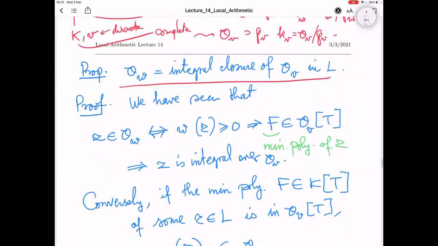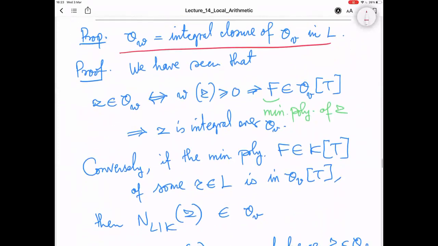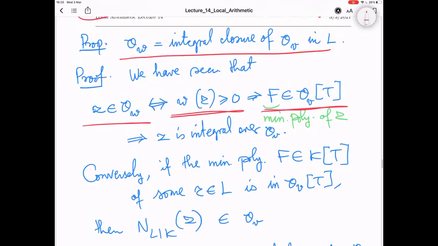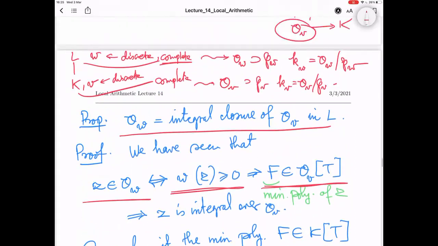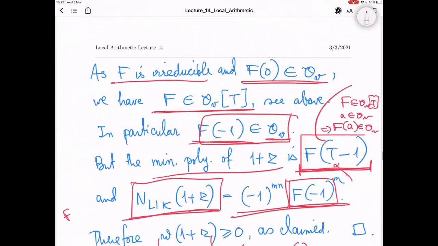Okay, so here's the proof. So I start with a Z in OW. By definition, it means that W of Z is positive. So that means that the minimal polynomial has coefficients in OV. That's what we have seen just now, right? That if W of Z is positive, in the course of this proof, we had seen this, right?